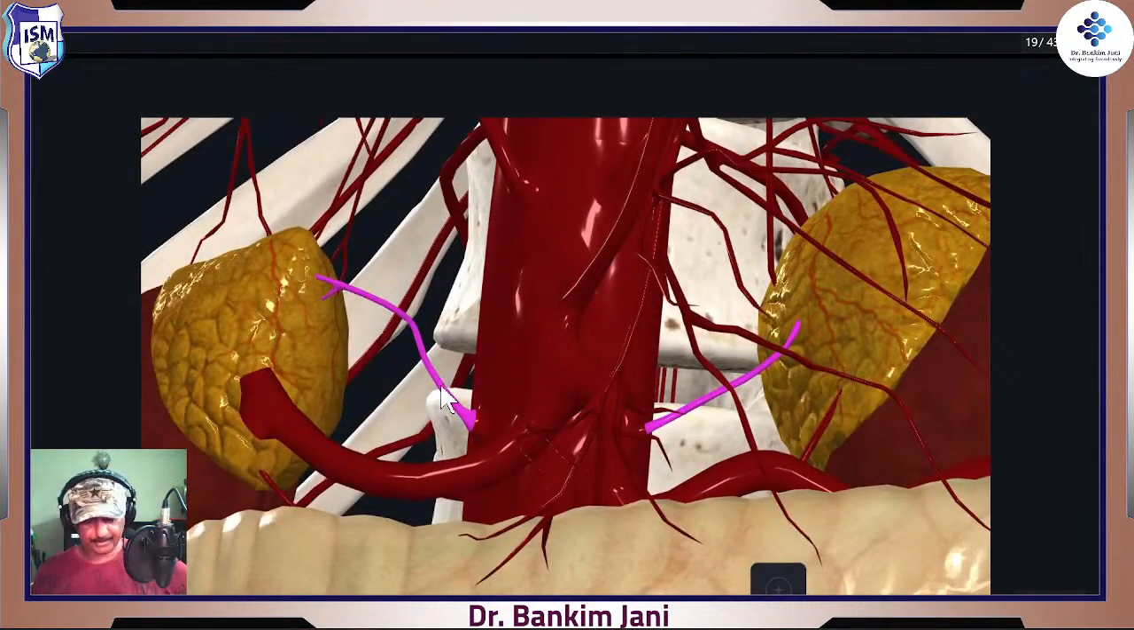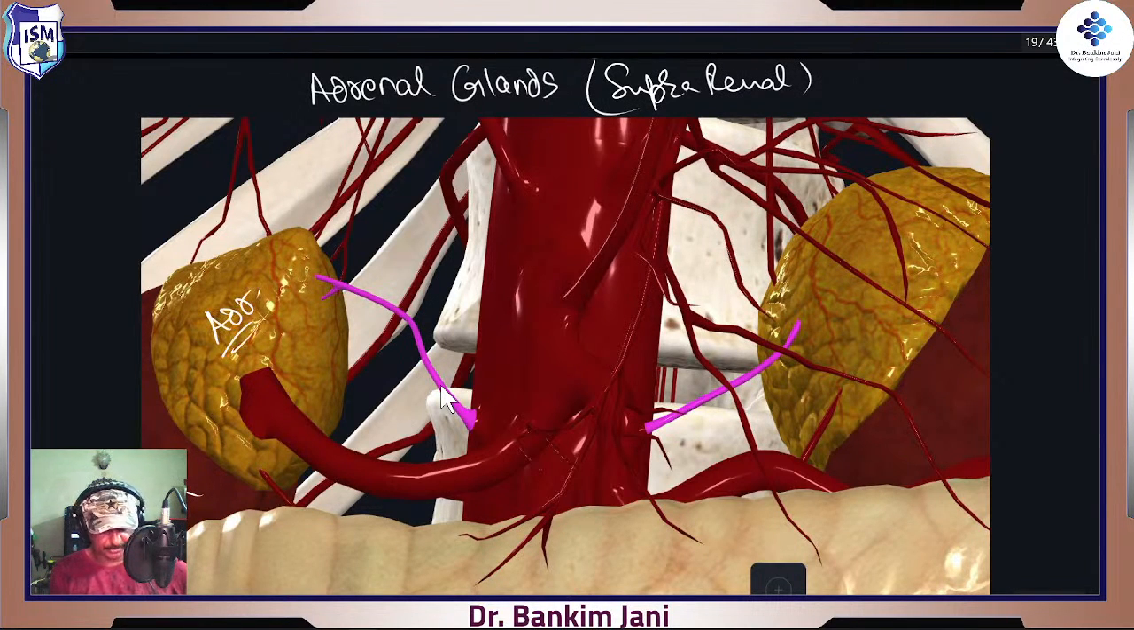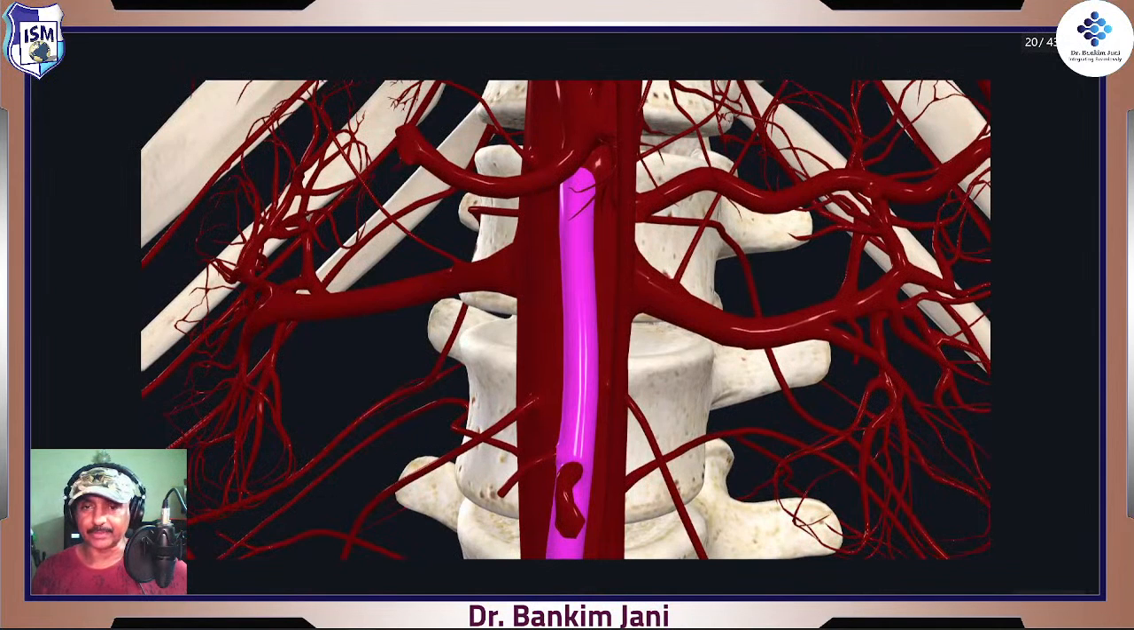Here it is. In this it is seen. These are adrenals, the adrenal glands, or the suprarenals. Suprarenal is above the kidneys. So that's the kidney and this is the adrenal. The shape of both is different, right and left, but that's fine. Let's move further.